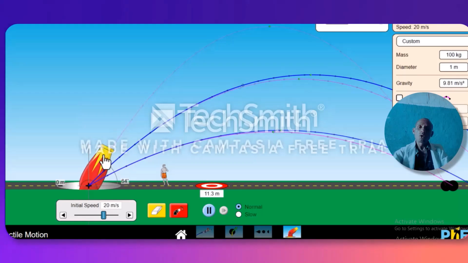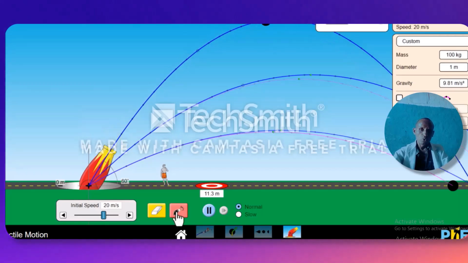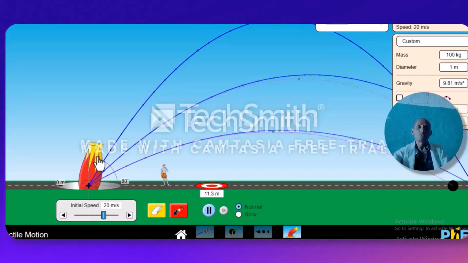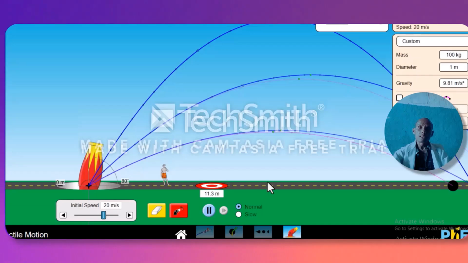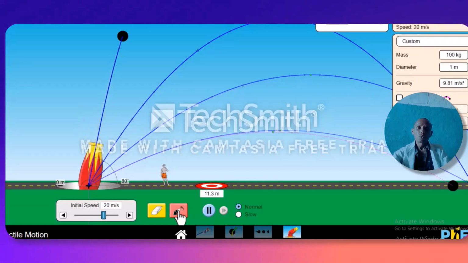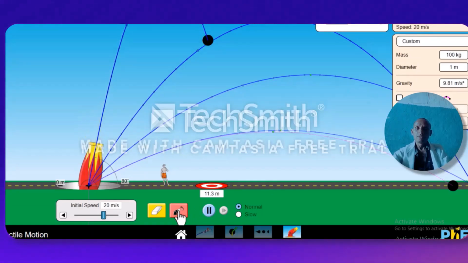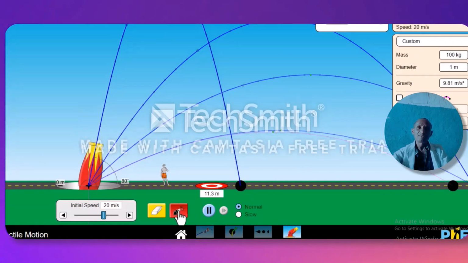Now, when we change the angle of projection from 45 to 60 degrees without air resistance, we observe that when the object is launched, the distance decreases by a given value. This is the impact of the angle of projection. Now let me change from 60 degrees to 80 degrees. Look, really amazing.